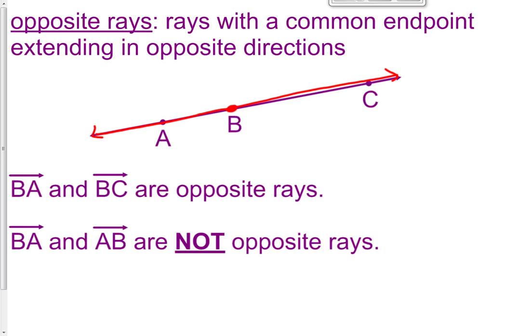Now they must have the same endpoint. It says right here they have a common endpoint. So this phrase right here, BA and AB, are not opposite rays because they don't have the same endpoint.